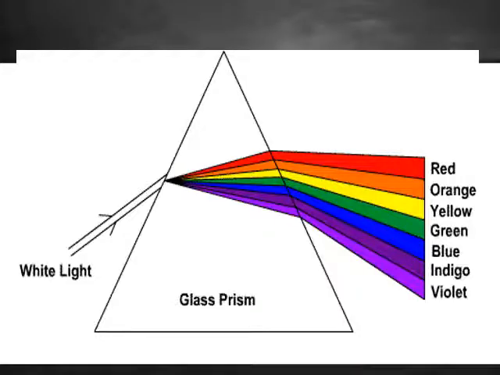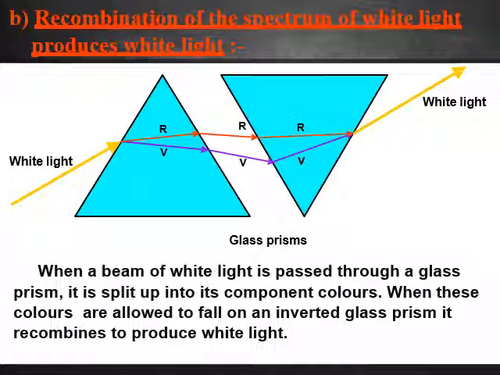In this diagram, you can see the bands of color, or spectrum. Another interesting phenomenon is that recombination of the spectrum of white light produces white light again. When a beam of white light is passed through a glass prism, we know it will get split into its component colors of VIBGYOR. When these colors are allowed to fall on an inverted glass prism, they recombine to produce white light.